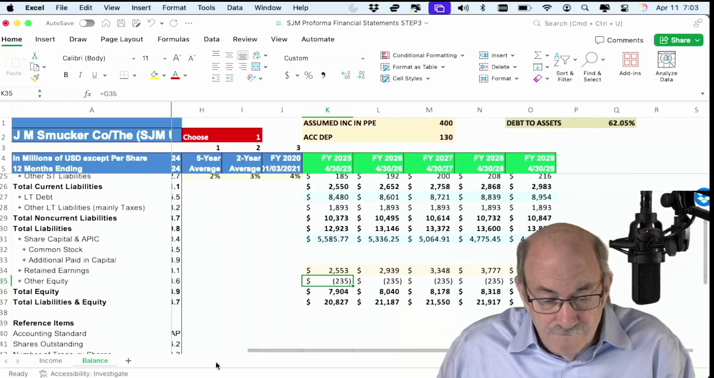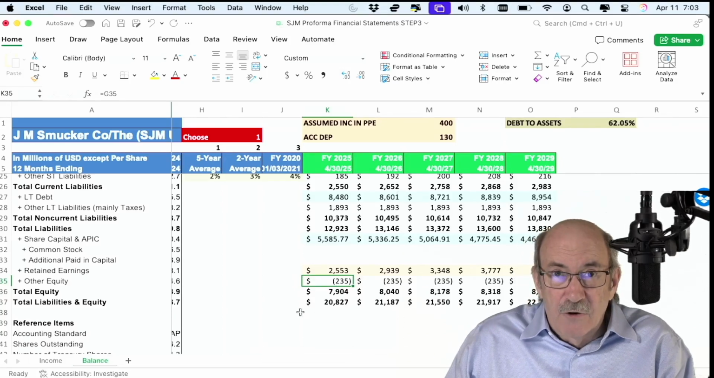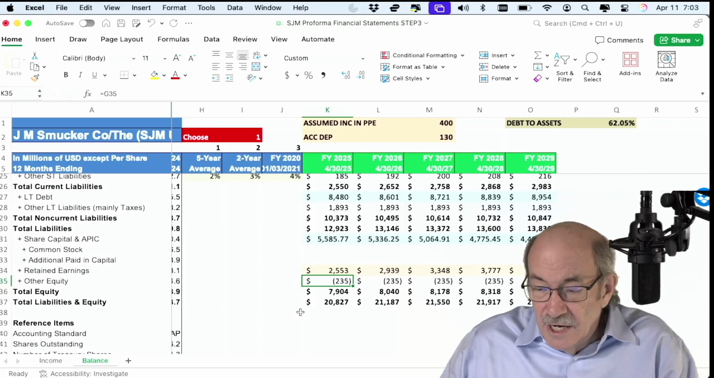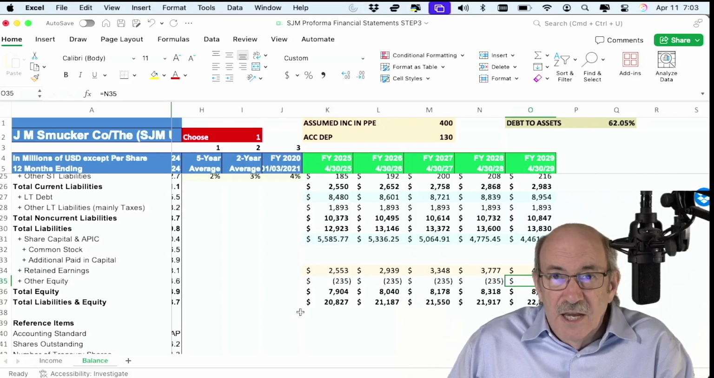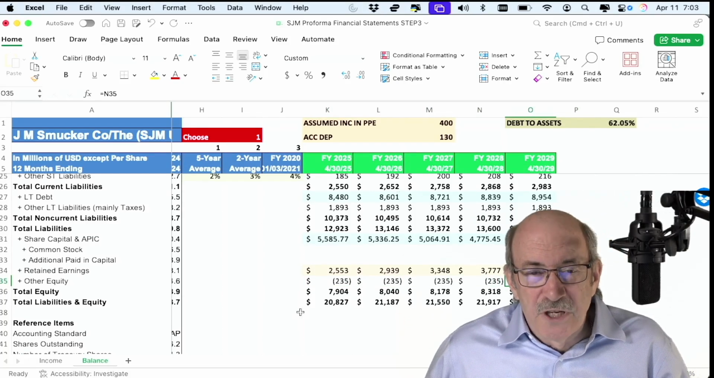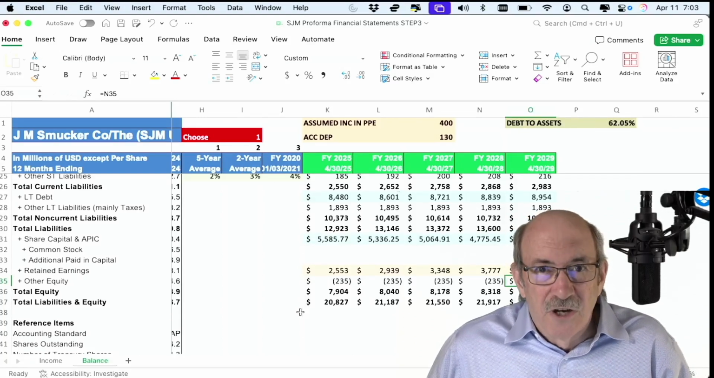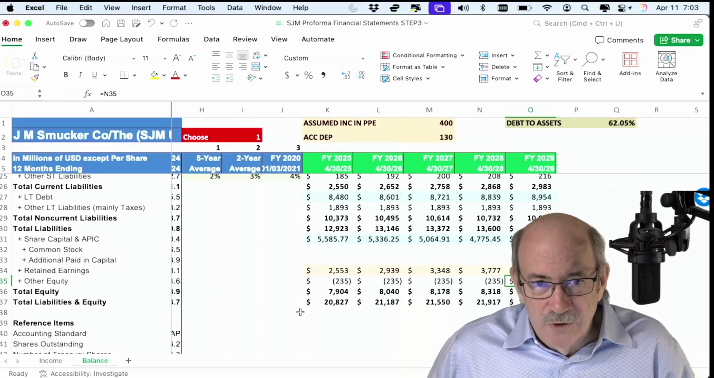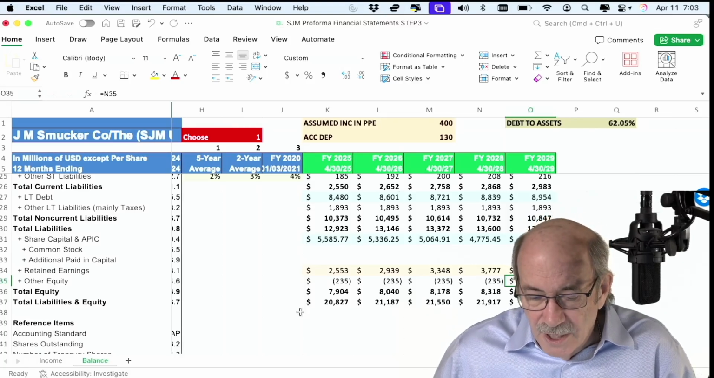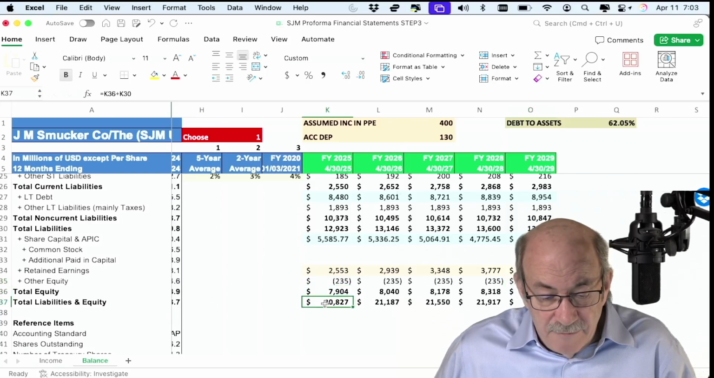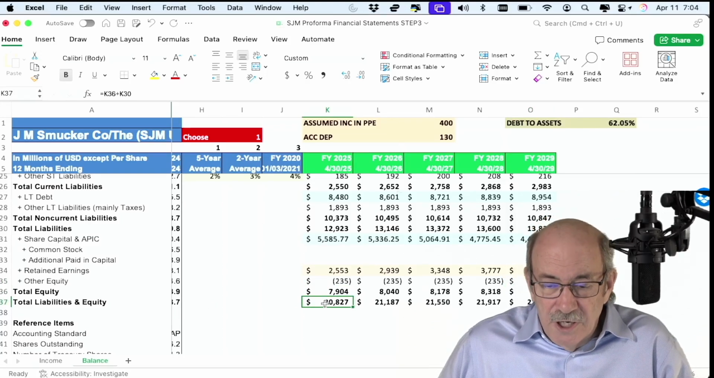Okay. What else here? Oh, I also chose to just leave this other equity as a negative value, and I left it constant at 235 for each of the years. I don't know what it is. Again, if we were doing the 1,000-piece puzzle, I would need to know what that is. But given that we're doing the 100-piece puzzle, I'm not too worried about it. It's a small number.